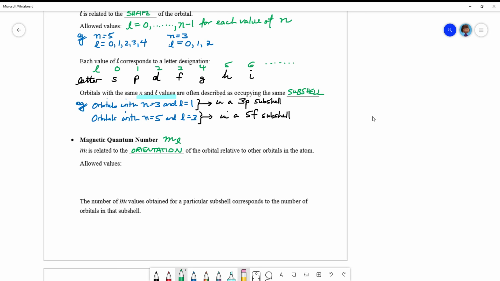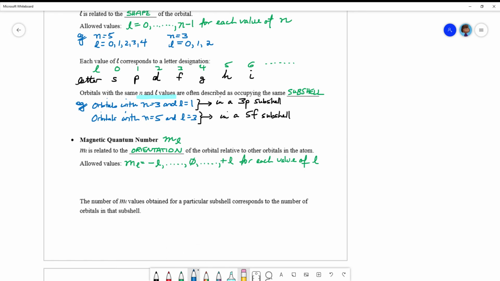Now, what about the allowed values for m sub l? Well, it turns out m sub l takes on values that start with negative L, and they proceed to increase in whole number increments to 0, and then continue on to increase in whole number increments until the maximum allowed value, which is positive L. And so from negative L through 0 up to positive L for each value of L. So let's write that over here. For each value of L. So m sub l depends on, well, it depends on L.